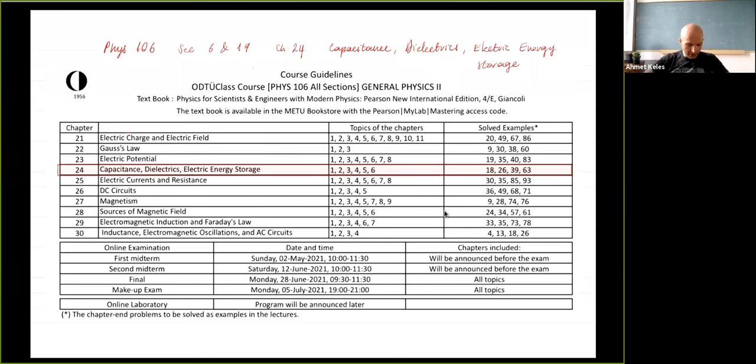So this week we are going to talk about chapter 24 in your book. This is about capacitance, dielectrics, and electric energy storage. Today we'll probably talk about capacitance and some electric energy storage, but dielectrics will probably be for the next time. These are our reading assignments, and these are the suggested problems which we'll hopefully solve.